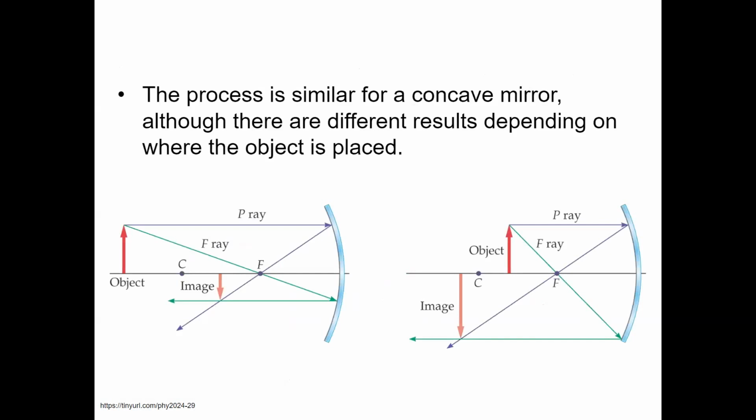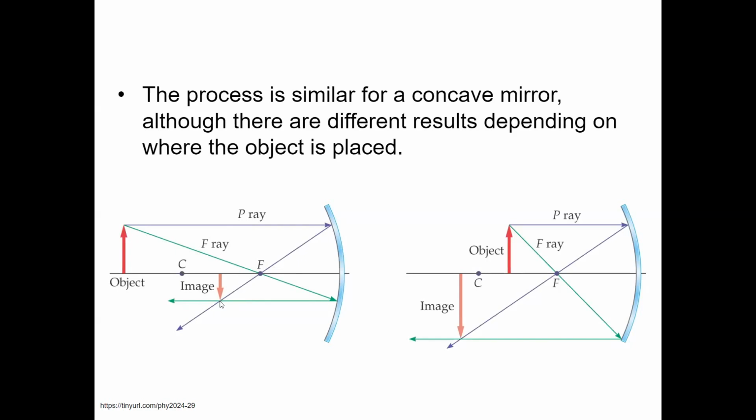So for a concave mirror, it actually depends on where the object is sitting. So you can have 3 different kinds of images, depending on where your object is. If your object is beyond the center of curvature from the mirror, over here to the left of the center of curvature, then you can use the 2 rays. You can use the parallel ray and the focal ray. You can determine the image should be formed over here, where the 2 reflected rays meet.